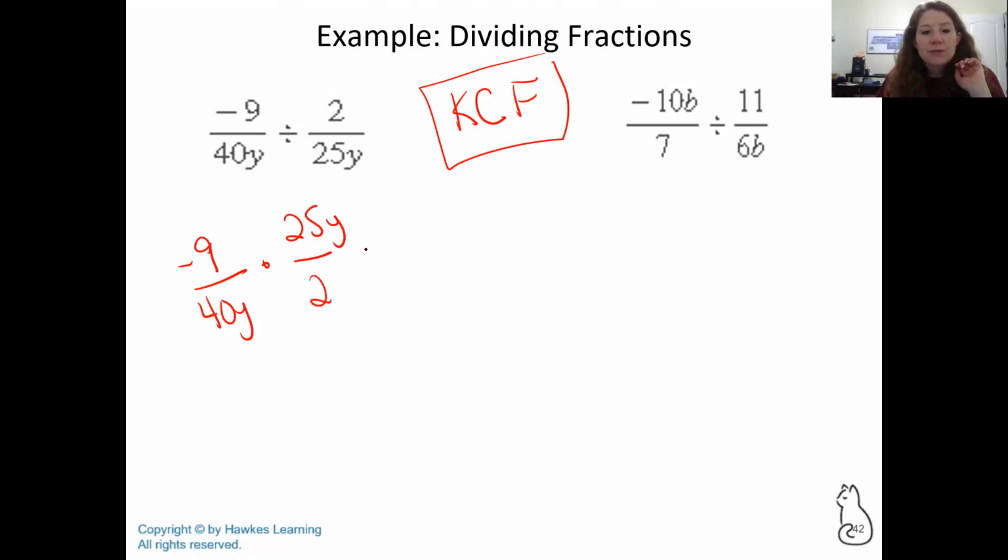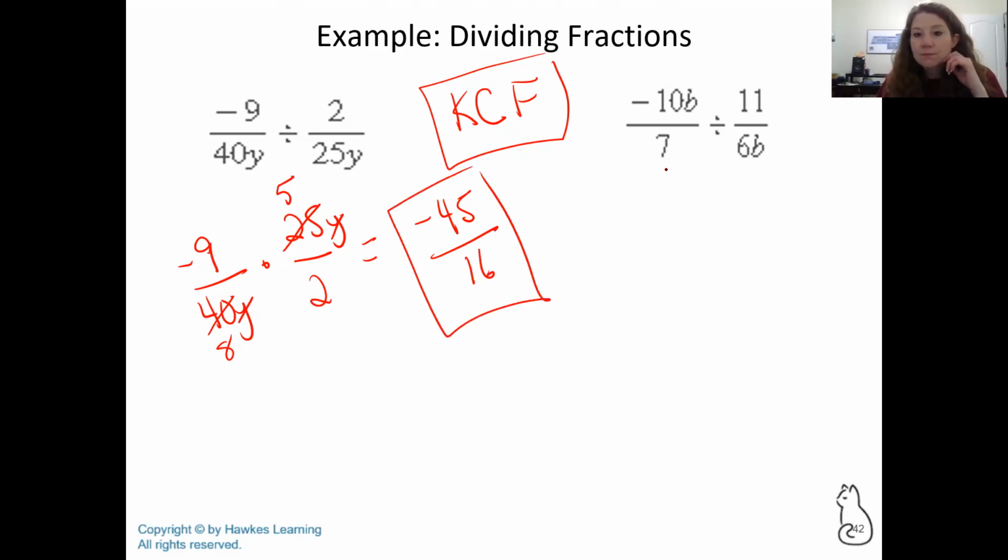25y over 2. And then can we simplify up and down? Well, we can divide 25 and 40 both by 5. So I get 5. My y's cancel. And 40 divided by 5 is 8. So now I multiply straight across. Negative 9 times 5 is negative 45. And 8 times 2 is 16. And there we go.